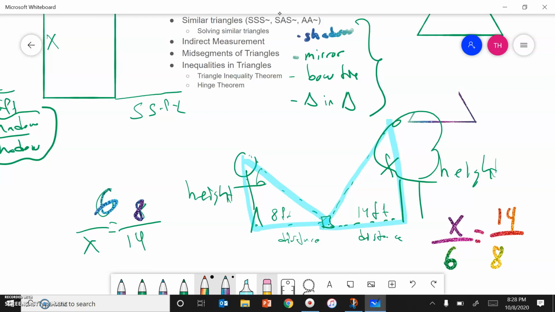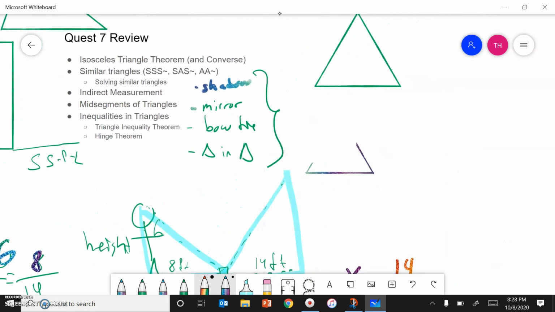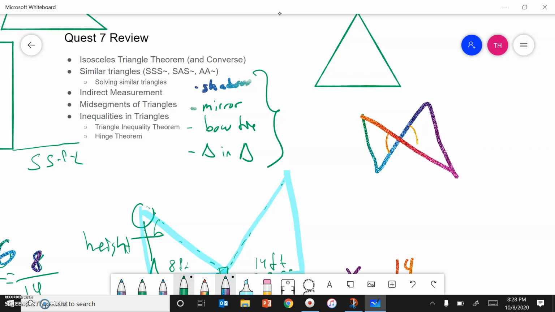Then you had, what was the other one? The bow tie. The bow tie looks something like this. Remember, you're going to have vertical angles. You're not going to mark them congruent, but you're going to have vertical angles. That's part of what proves them similar. And let's say that this distance is 80 feet. You're trying to find that, and they give you one other distance. Let's say this is 30, and this is 60.